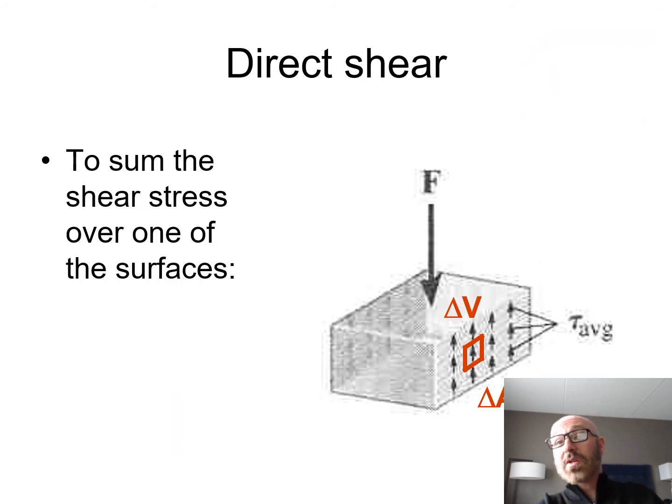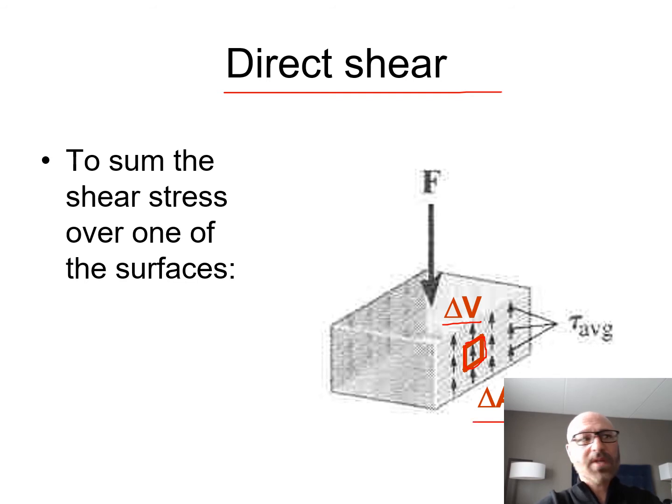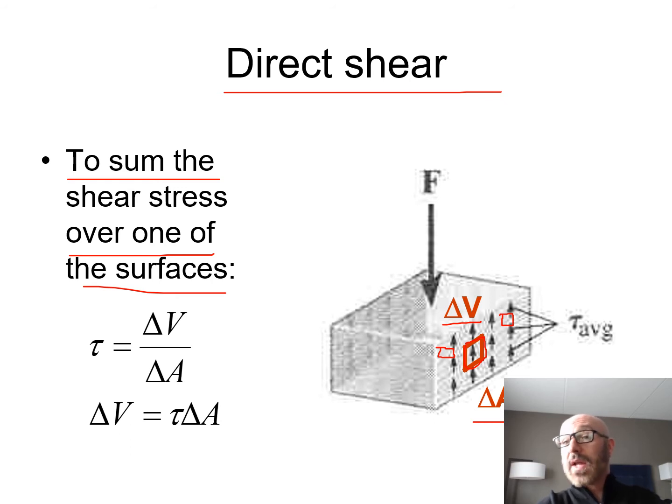From there, what we can talk about is summing up the individual shear stress for this direct shear. If we look on the inside, we can have some element right here. We can see with that square it has some delta V and some delta A for its area. What we want to do is sum the shear stresses over one of these surfaces, where there are going to be multiple elements. With that, we have the relationship that tau, our shear stress, is equal to delta V over that small area, delta A for that element. We can rearrange and solve: delta V is equal to our shear stress times delta A.